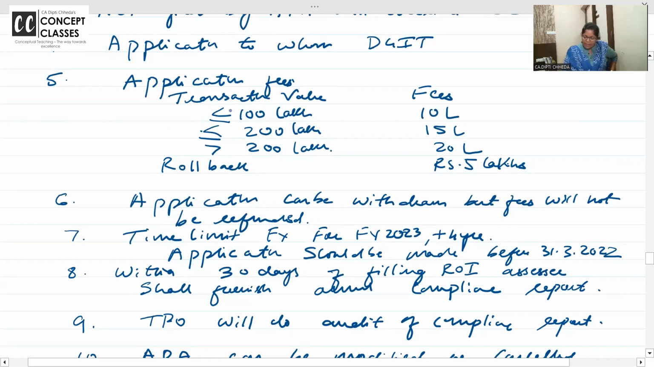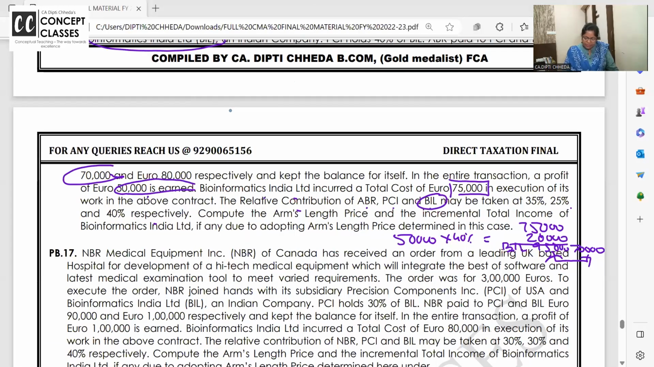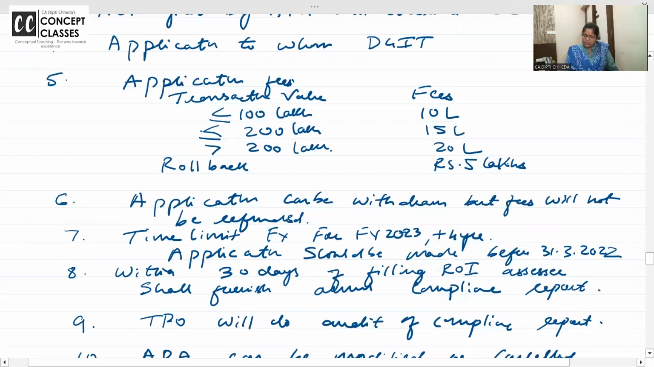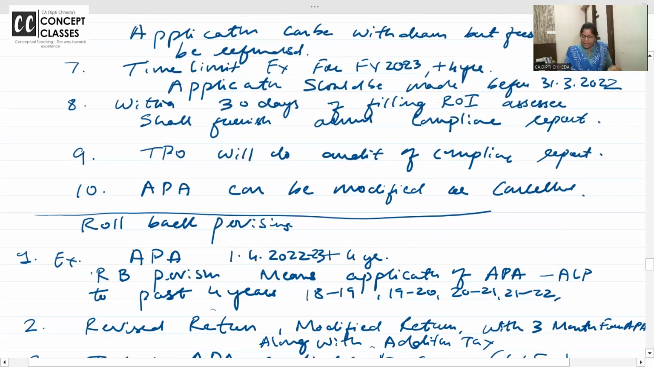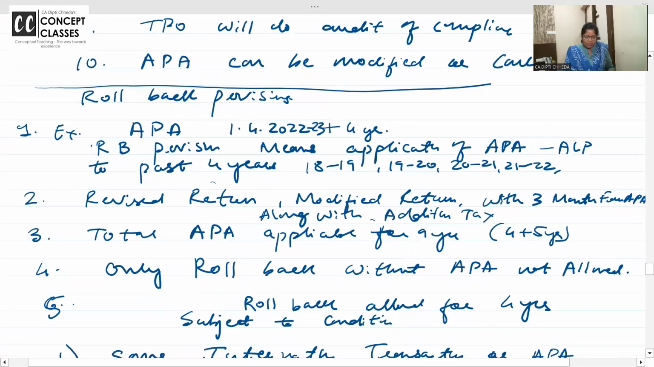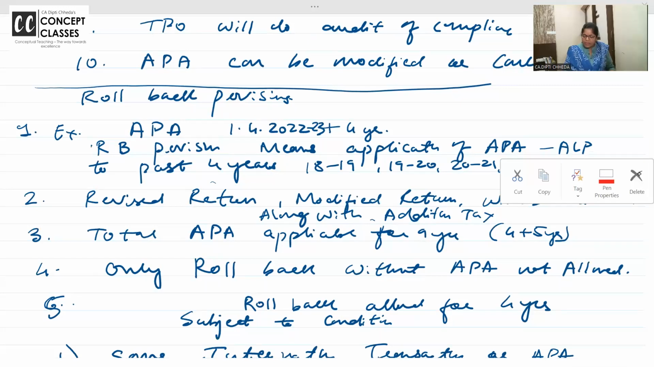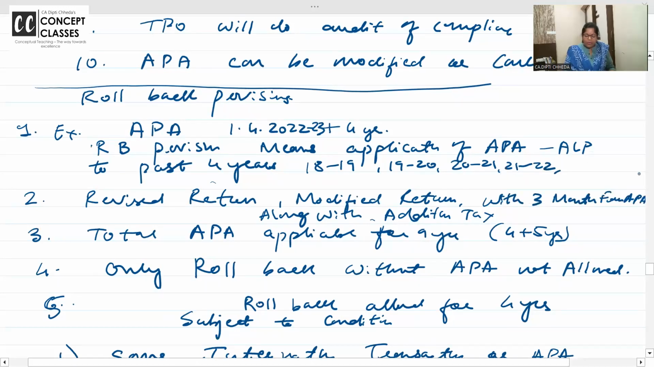Okay. Time limit and all, I have given for financial year 2020 plus 4 years. Application should be made before that financial year starts. And within 30 days of filing the return, you need to submit the compliance report. Okay, you are complying with the advanced pricing. Rollback provisions are applicable for the previous 4 years. Suppose you are going for advanced pricing from 20 to 23, so back 4 years, you can go for rollback.